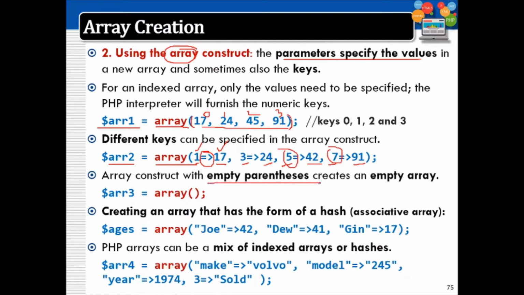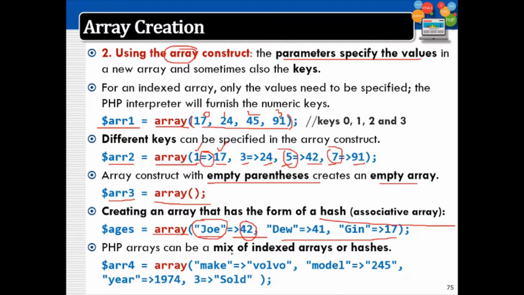An array construct with empty parentheses creates an empty array. If you just want to keep an array container, I can just use the array construct. ARR3 equals array with brackets. This constructor will just create an empty array. Then we can create the hash or associative array by giving the key value pairs. A similar construct is used, array with key and value like this. So this array will contain 3 values with the specified keys Joe, Dew and Jill.